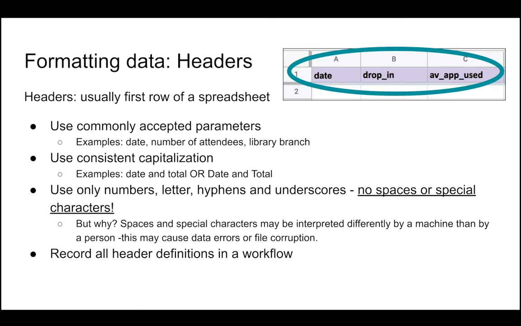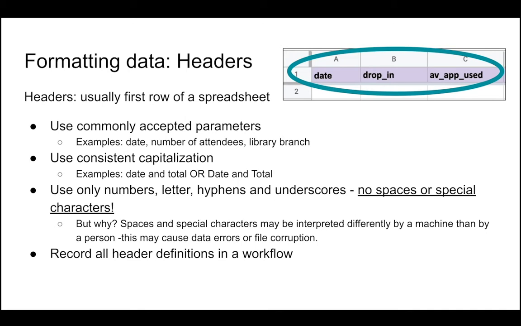First, let's talk about headers, which is usually the first row of a spreadsheet. When picking what information to collect, stick to common parameters such as date, the number of attendees at something like an event, or maybe the name of a library branch where a service or program is being provided. Or for something like the MemLab, pick headers for something like drop-ins or appointments.